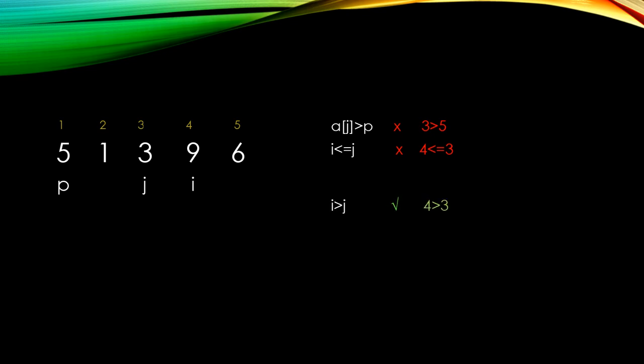Therefore, we have to check the fourth condition, that is whether I is greater than j. Here 4 is greater than 3, the condition is true. If I is greater than j, we have to swap the pivot element p and a of j. So we are swapping 5 and 3 in the given array. After swapping, we can see the pivot element 5 reached its correct position.